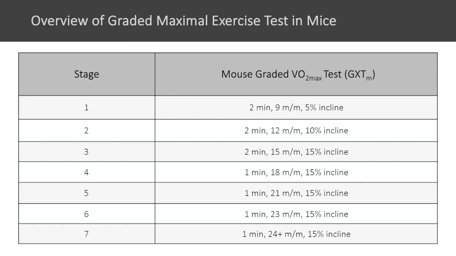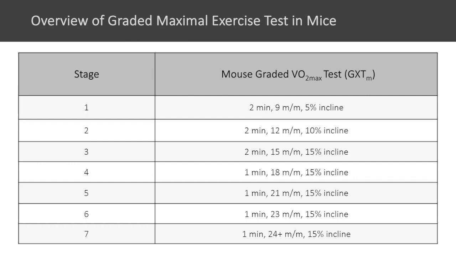And then by the time you hit stage 4, no longer is inclination increasing, but we're continuing to make minute-long increases in speed: 18, 21, 23. At stage 7, finally, we move to an increment of 1 meter per minute increase in speed. And so normally mice are only going about 8 to 12 minutes into this test, so these don't go on for much longer.